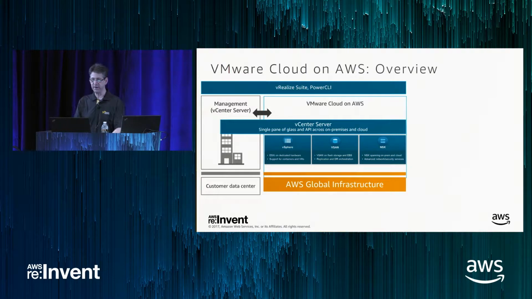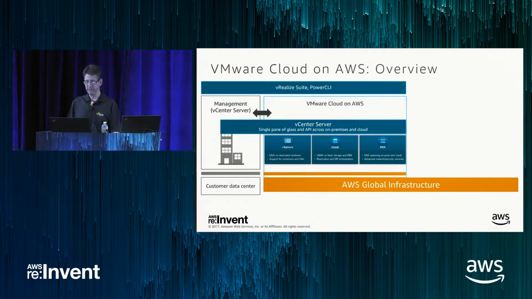You can run the usual management tools on top of VMware Cloud on AWS, if you use vRealize or PowerCLI. All of those automation and programming technologies continue to work because this half of the diagram is VMware and is coded and developed by VMware.